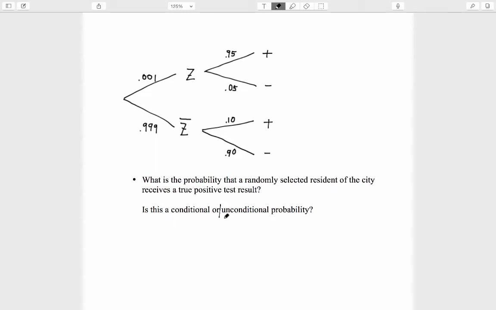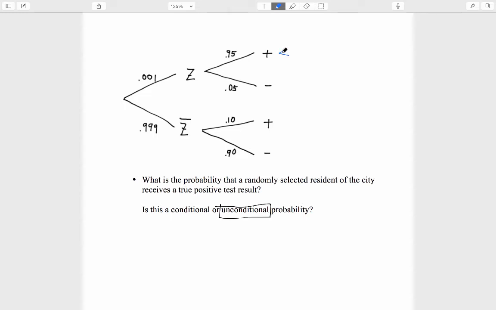This is an unconditional probability. We can tell it's unconditional because we're asked about a randomly selected resident of the city. That means we're selecting randomly from the entire population. What is the probability that someone selected randomly from the entire population receives a true positive test result?